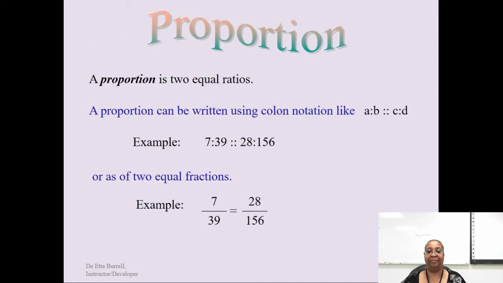Definition. A proportion is two equal ratios. A proportion can be written using colon notation like A is to B as C is to D. Here's an example with actual numbers. 7 is to 39 as 28 is to 156. Now, you want to make sure that these are two equal fractions.